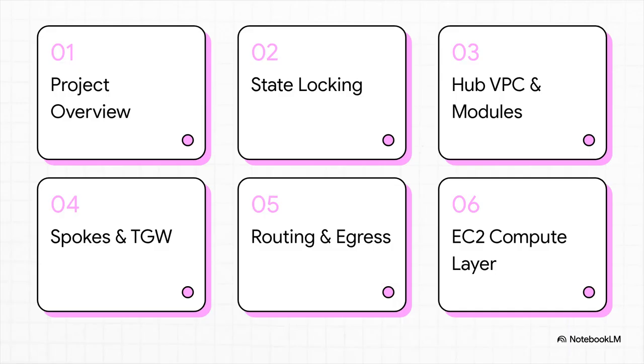Here's our roadmap for today. We have 6 major sections to cover in this order. We'll start with Section 1, Project Overview and Architecture. Then, Section 2, Terraform State Locking. Section 3, Hub VPC and our modular approach. Section 4 covers Spoke VPCs and TGW attachments. Section 5 is all about TGW routing and centralized egress. And finally, Section 6, the EC2 module compute layer.